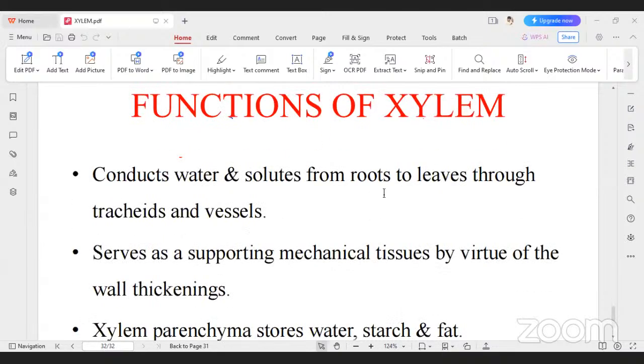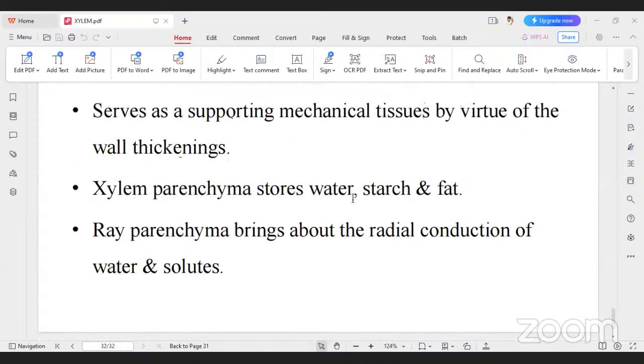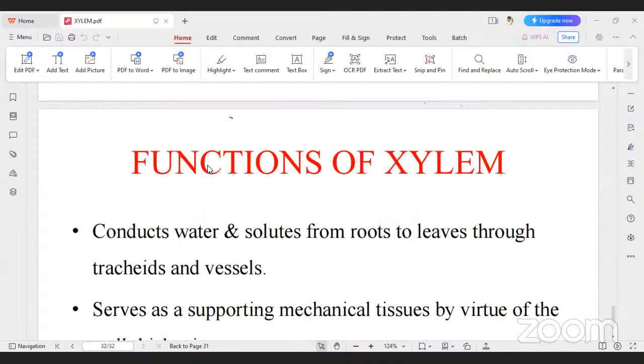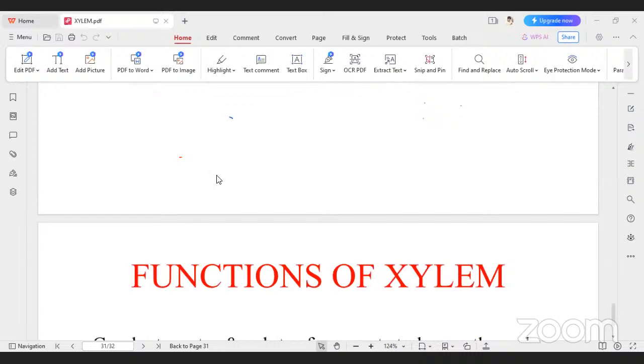Function of xylem. Already you know the xylem functions, no need to discuss that. Right, clear about the xylem elements? Hello? Yes, sir. Right. Now the phloem elements.